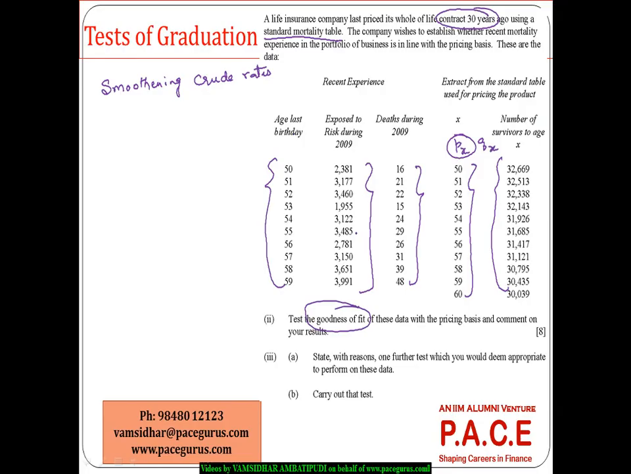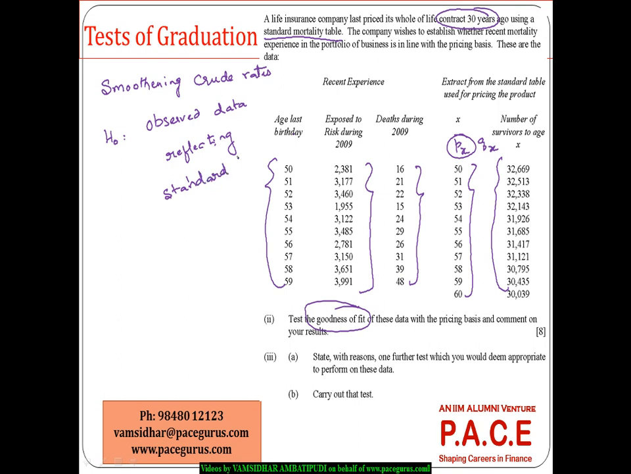What is the testing process here? What is the null hypothesis as a part of the testing? The null hypothesis in this case is pretty clear: the observed data which I looked at is more or less reflecting the data coming from the standard table. So the mortality rate from the observed observations is more or less a representation from the standard table itself.